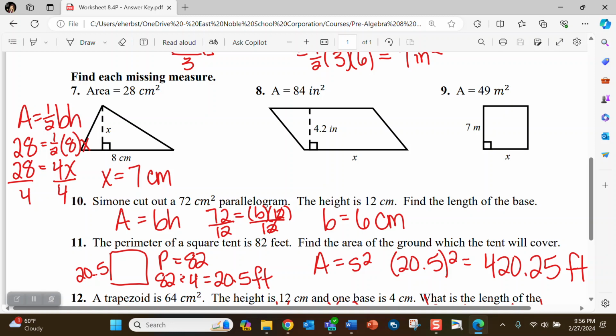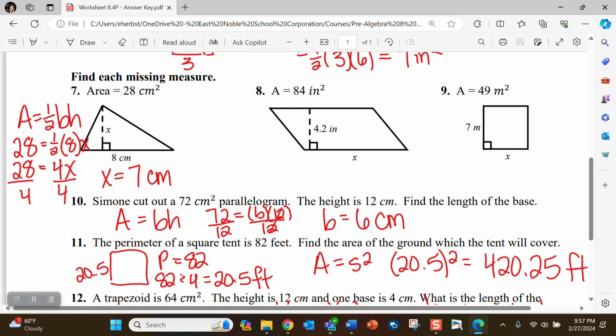Number 11 was a good one. It gives you the perimeter of a square tent. So remember that with a square, all the side lengths are the same. So if I'm given the perimeter, which is the distance around the outside of the square, I can divide 82 by 4 and get 20.5. So now I know that the side length of the square is 20.5.